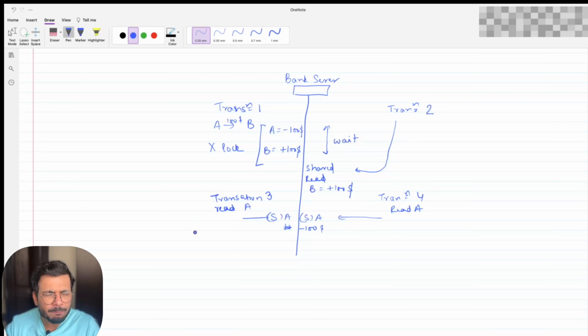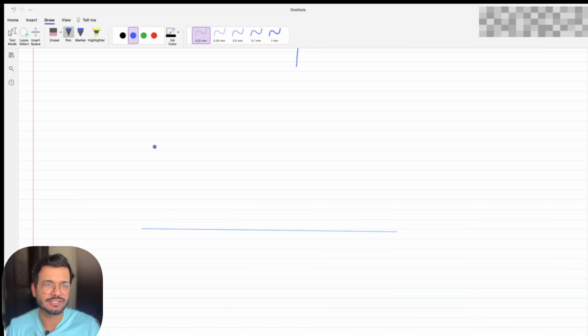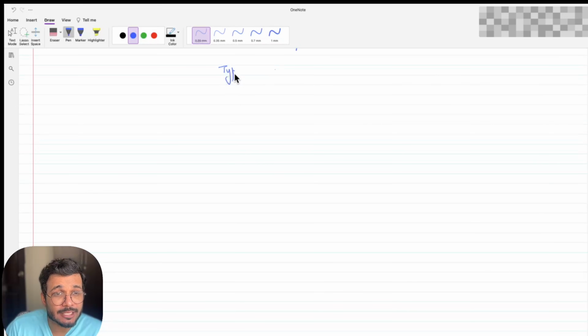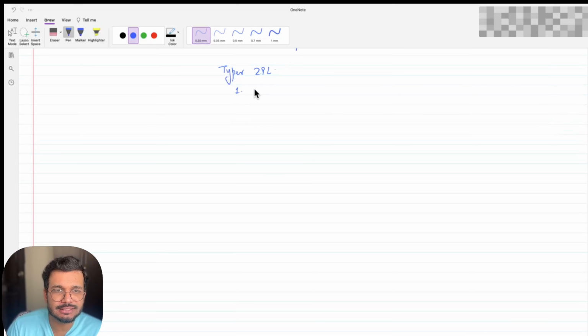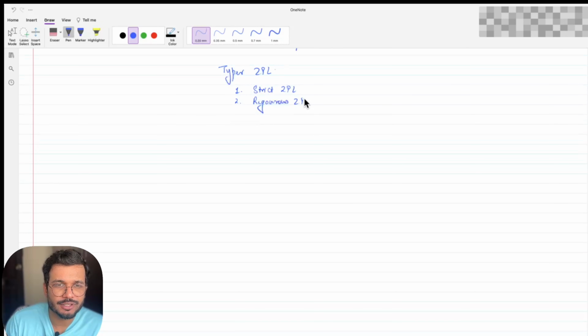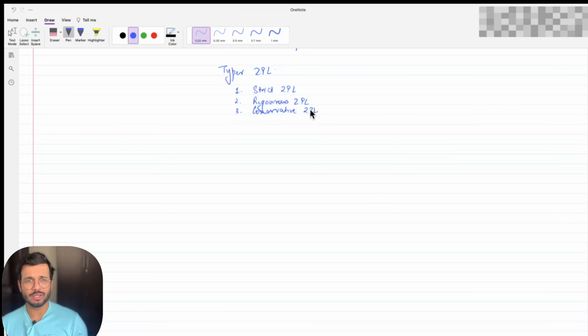Let's go into a bit more detail about two-phase locking. Let me show you the types of 2PL. The first one is strict 2PL. Second is rigorous 2PL. And the third is conservative 2PL. We'll go through each one by one.